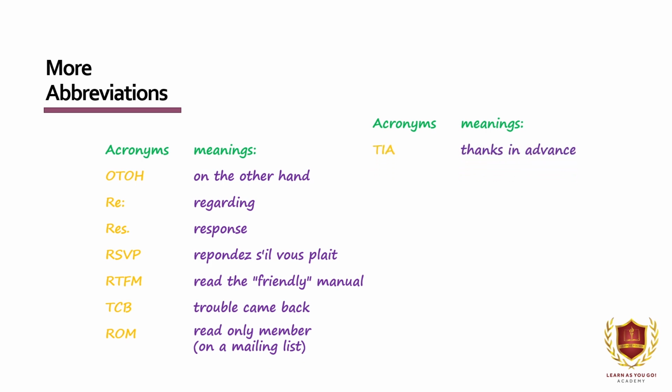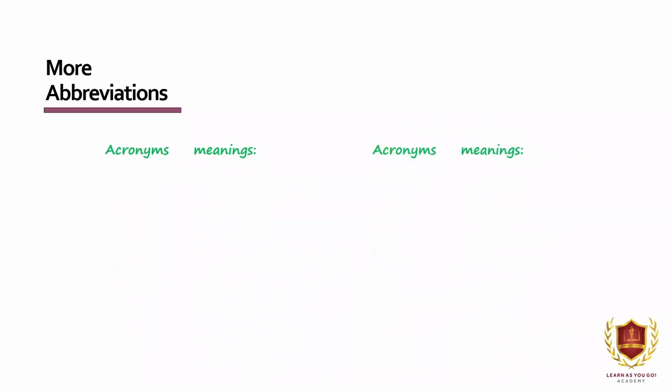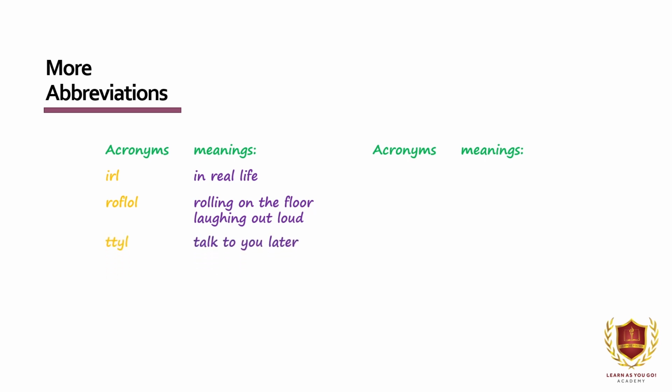TIA, thanks in advance. TNKU, thank you. TNX, thanks. WB, welcome back. WTG, way to go. For you, for you. To you, to you. LOL, lul, laugh out loud. IRL, in real life. ROFLOL, rolling on the floor, laughing out loud. TTYL, talk to you later.